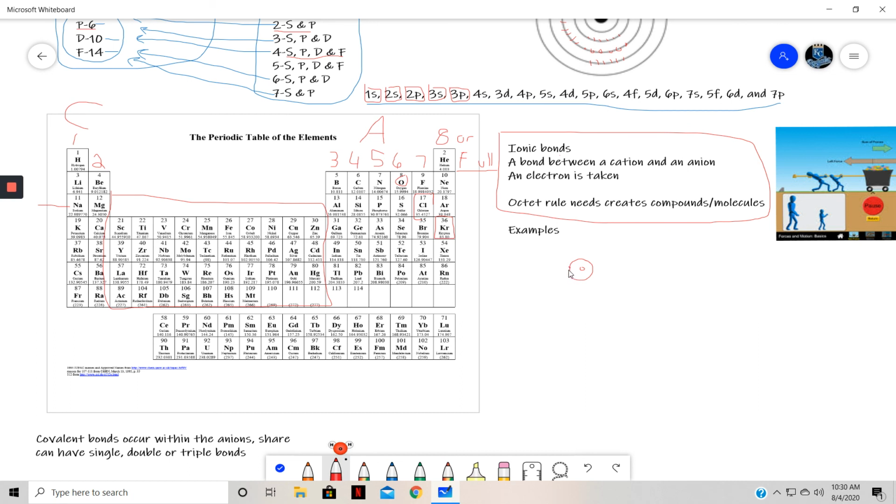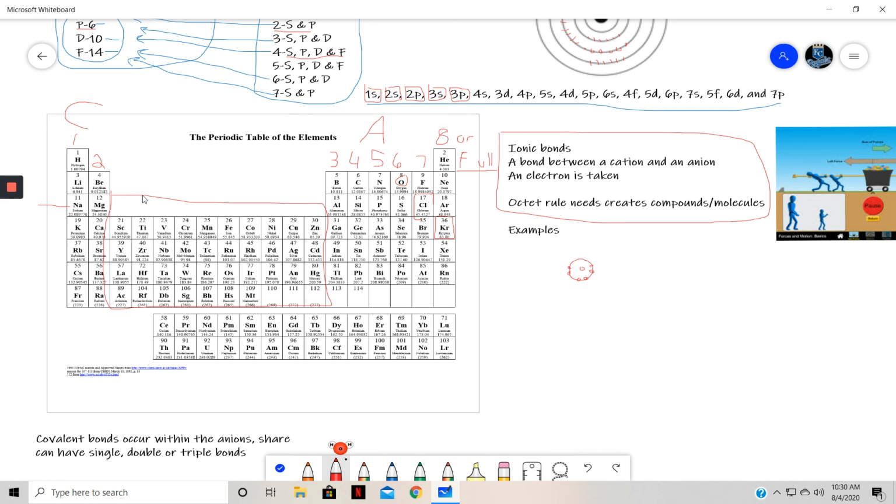So 1, 2, 3, 4, 5, 6. These probably should be a little bit bigger here. All right, those 6. So if it needs to meet the octet rule and it's got 6, mental math tells you that it needs 2 more. It's got to get to 8 somehow so it can have a full outer shell. So it's going to create an ionic bond with somebody over here to meet that rule.